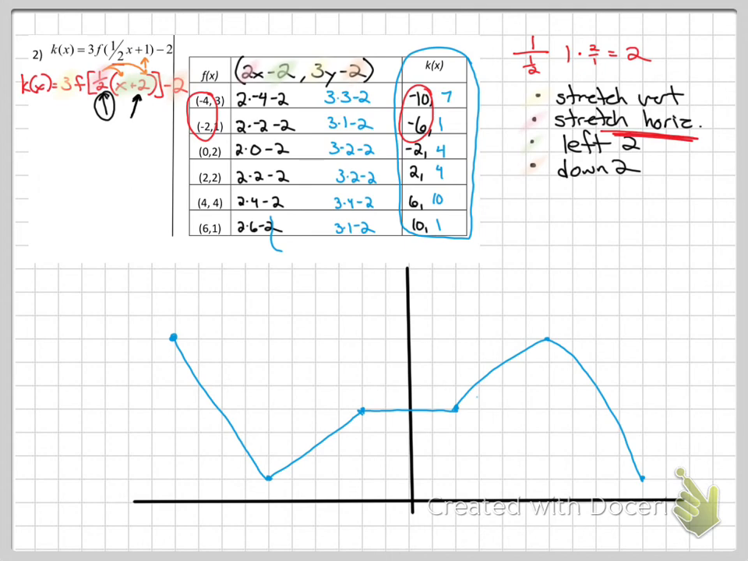Same idea on the y's. You can choose any points. If you look at these 2 points, the gap between those y values is 2. The gap between these y values is 6 because it was stretched vertically. So you can see how things are stretched or compressed in the numbers in the table.